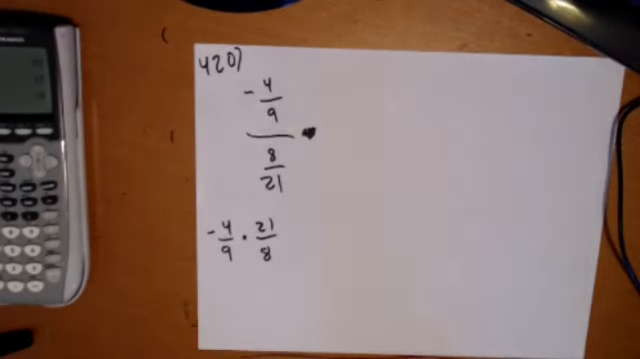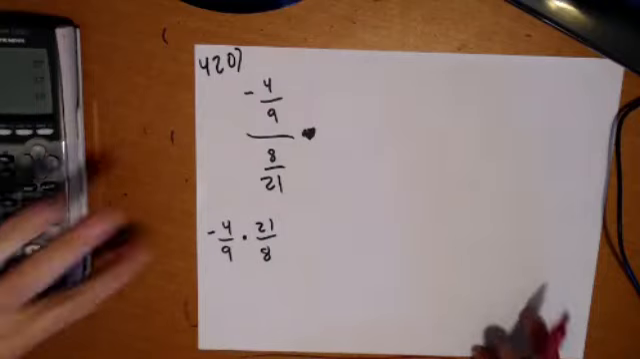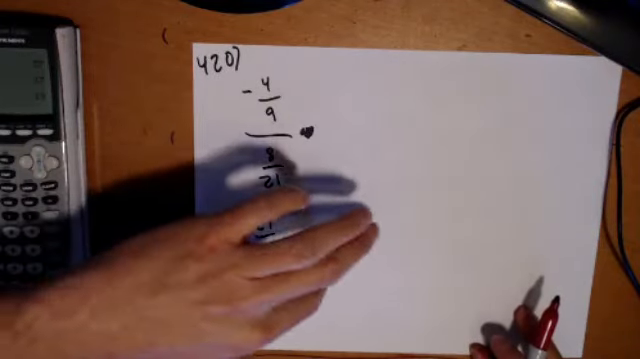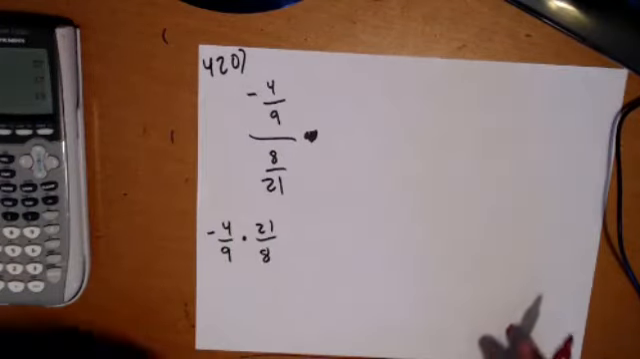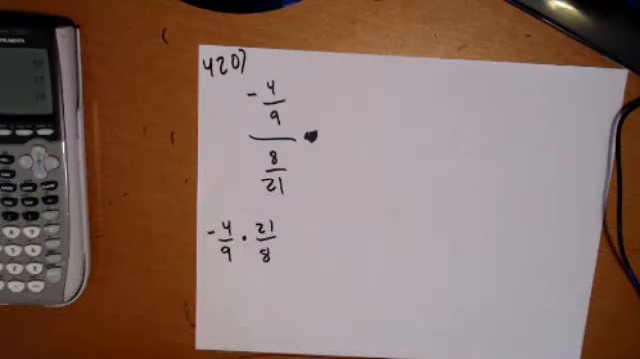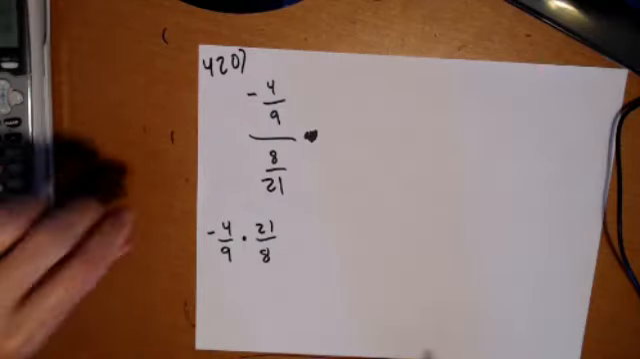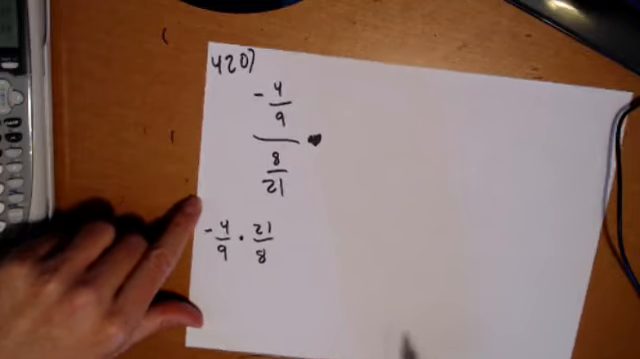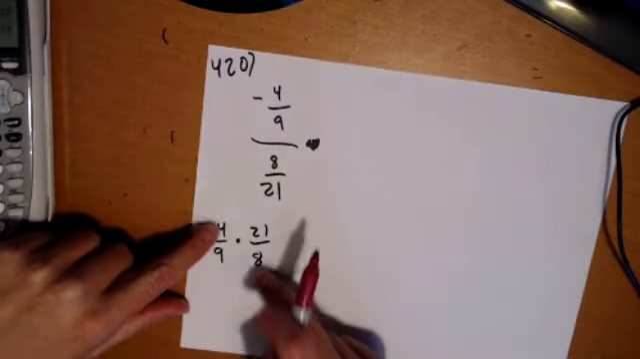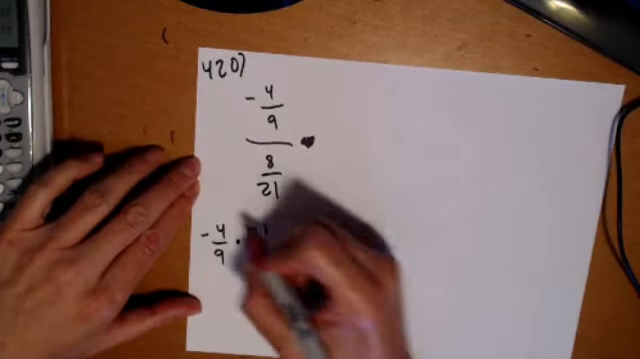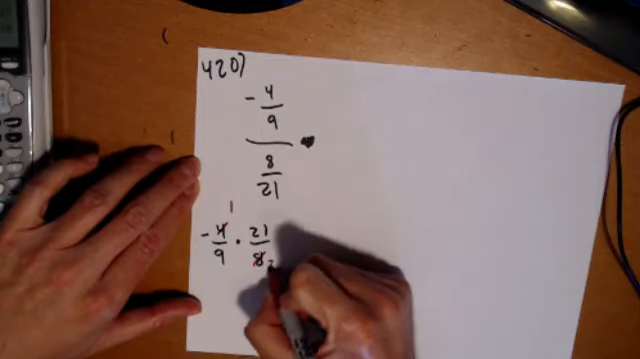Okay. And then we'll do that same trick we did on 418. You could just multiply straight across, and then reduce. But that's just wasting time. Try and be as efficient, lazy, as possible. Does anything reduce before we multiply? Yeah, that 4 and the 8. They're both divisible by 4. 4 goes in once, 4 goes in twice.